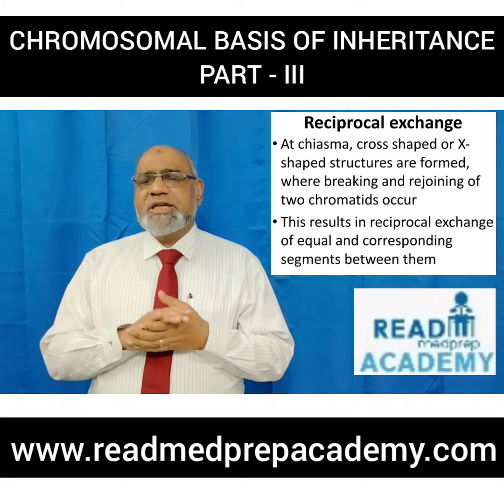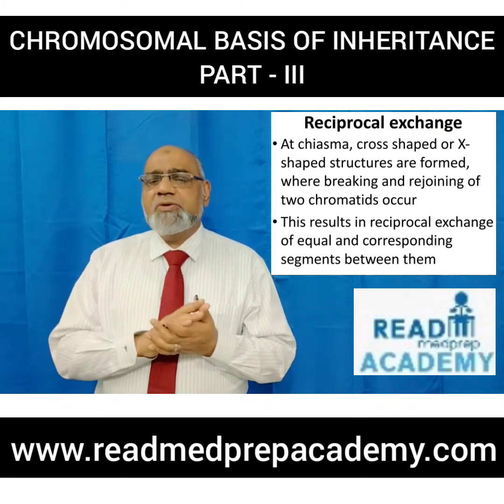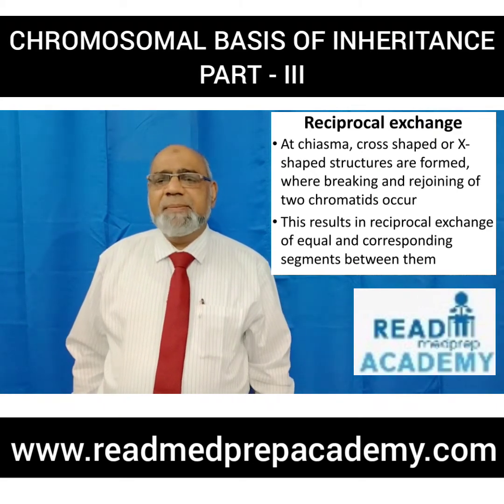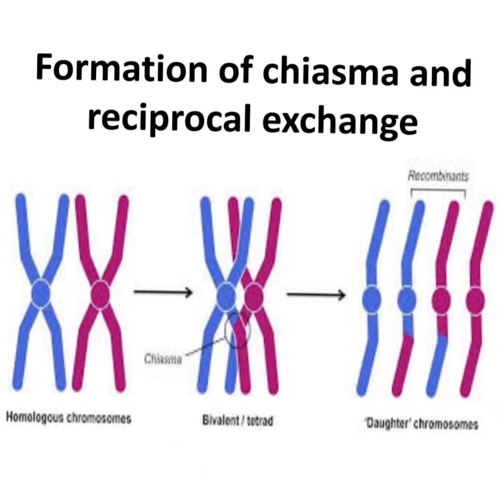This results in reciprocal exchange of equal and corresponding segments between them. Here you can see the formation of chiasma and reciprocal exchange. The two homologous chromosomes come close together. There is a formation of bivalent and tetrad, and there is a crossing over of the non-sister chromatids of the homologous chromosome, and the chiasma is formed.